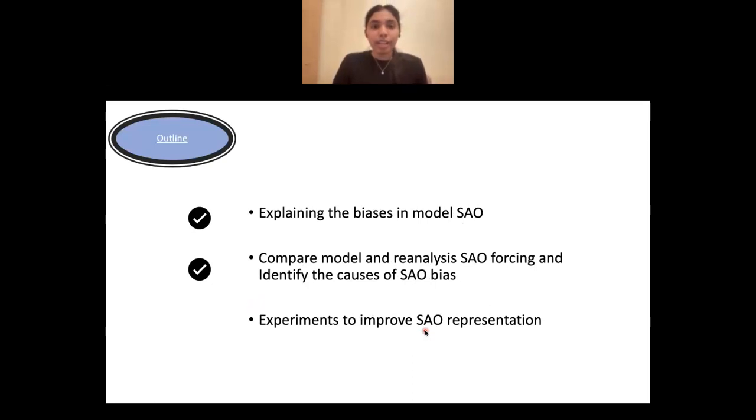So far I have explained the model biases, compared the reanalysis and model, and come up with two causes that can cause the SAO bias in the model. And now we will look into the experiments.